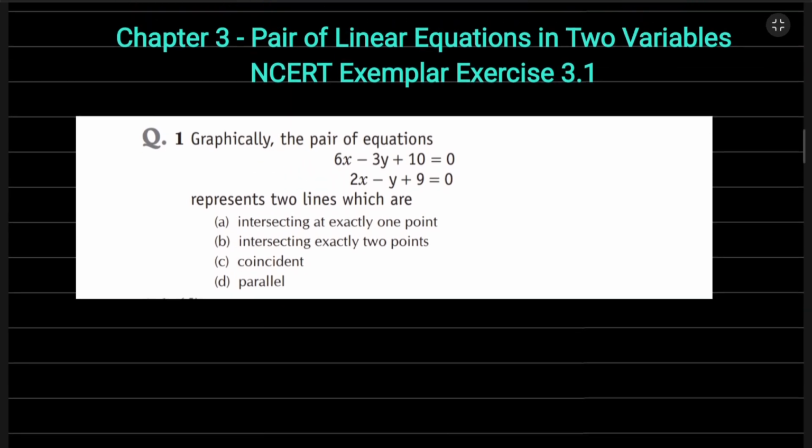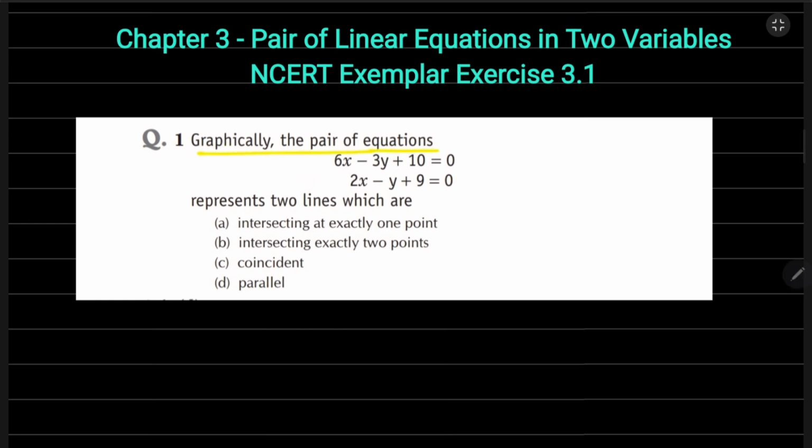The first question is, graphically, the pair of equations, you are given two equations, they represent two lines which are intersecting at one point, intersecting exactly at 2 points, coincident or parallel. First of all, we know how to take the ratio of the coefficients, that is a1 by a2, b1 by b2, c1 by c2, and based on that we already know how to identify if a pair of linear equations has unique solution or infinitely many solutions or no solution. But here in the question you are asked graphically, so let's do it graphically.